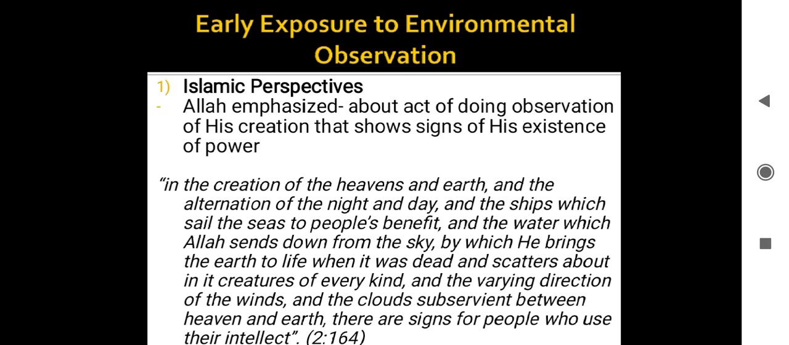The creation means they use their intellect. So we as Muslims, if we use our intellect, we do research, we do scientific study, we will find that the creation was outstanding. It means there must be someone very powerful who created this nature.